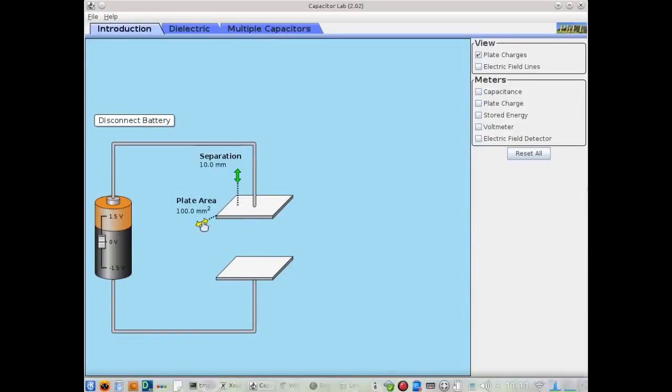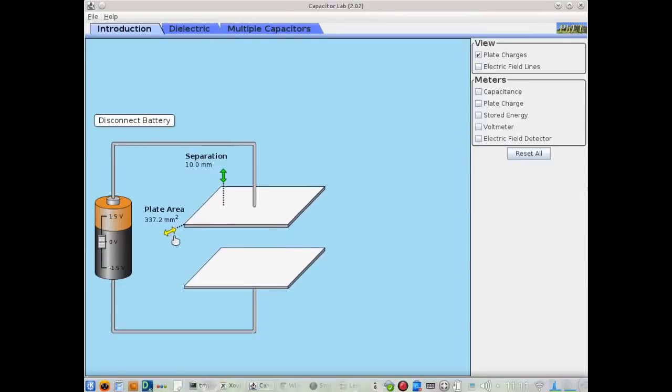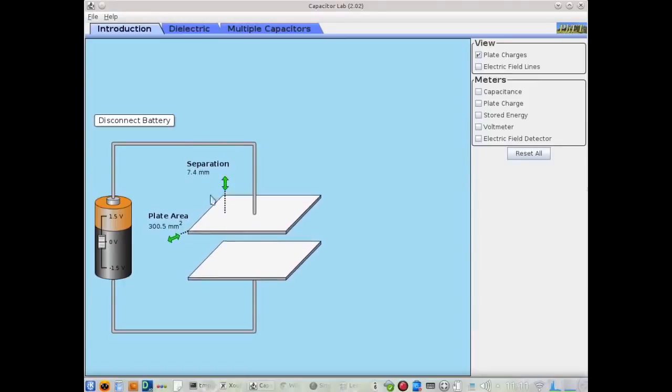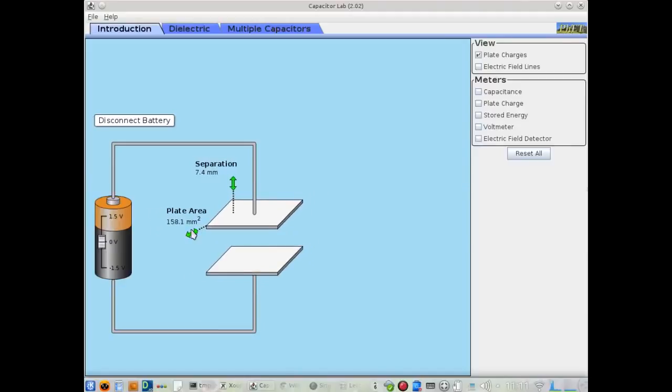And we have the ability to do things. We have the ability to grab the plate and stretch it and make its area bigger. We have the ability to move the plates closer together or further apart from one another. And so you can already kind of see that this is a nice little laboratory for playing around with capacitance, having built up some language from mathematics about what capacitance is and how it relates to the area and separation and the material in between the parallel plates.